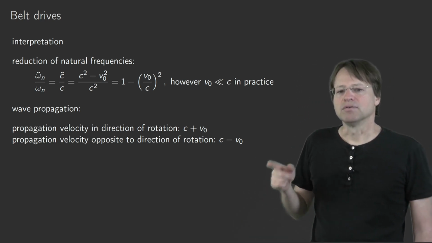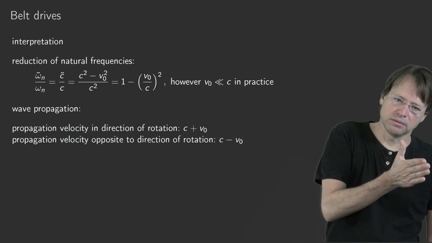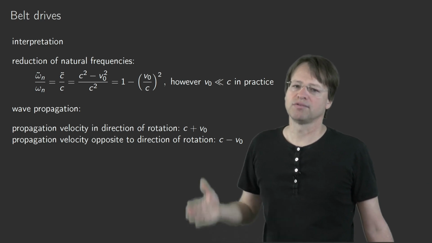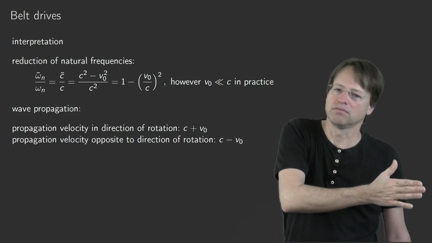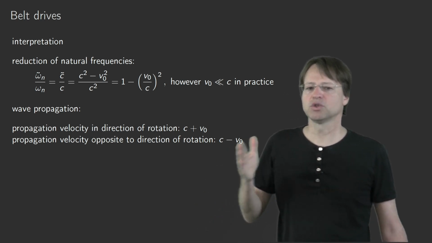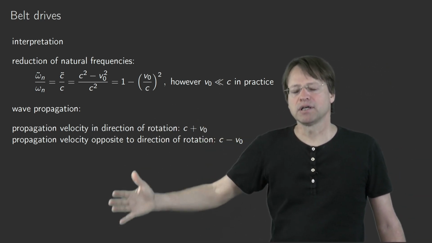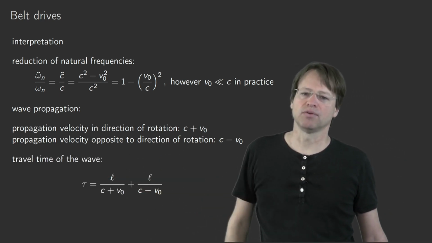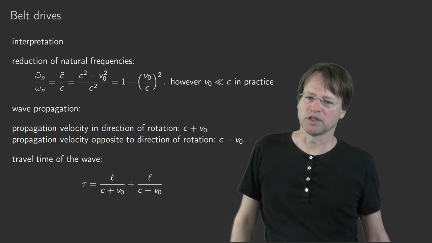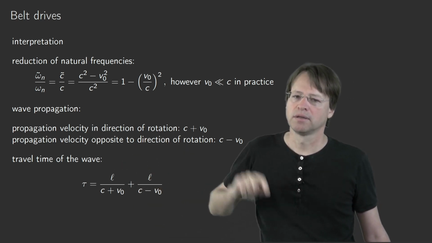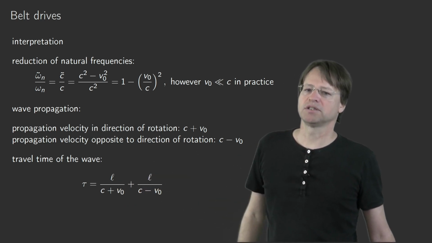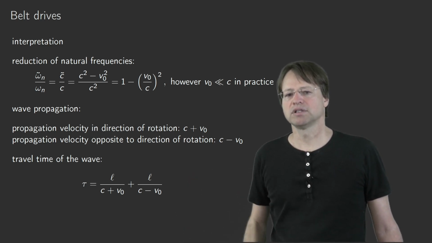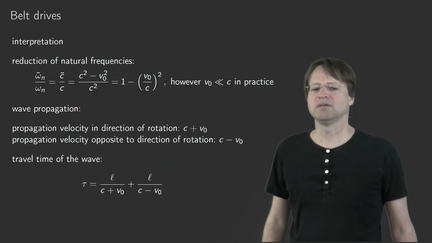So the travel time of a wave, to travel to one wheel and then back to the other wheel and back to its starting position, is: you travel once the whole length in forward direction, so direction of rotation, once in backward direction, and you have to add these two results. So the total travel time of a wave from one starting point is the whole length in direction of rotation, divided by c plus v naught, plus the whole length divided by the velocity in opposite direction, which is c minus v naught.